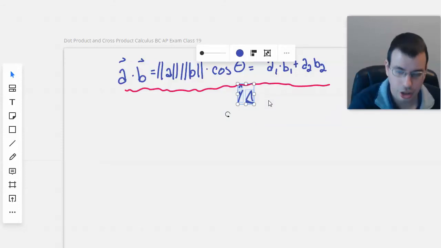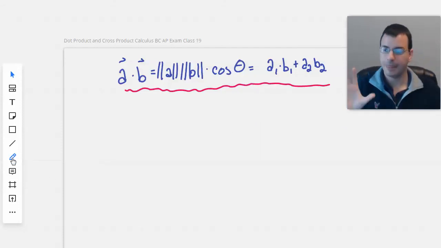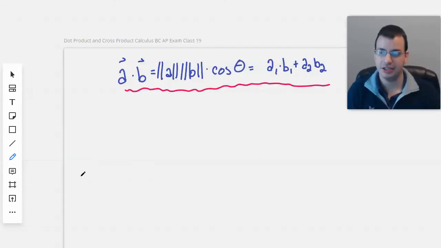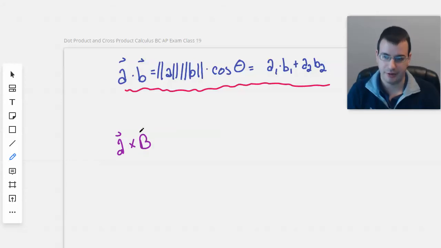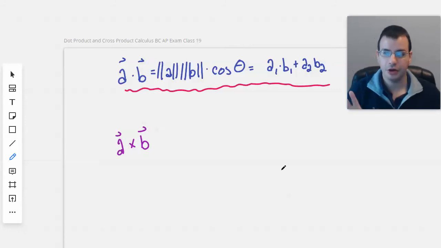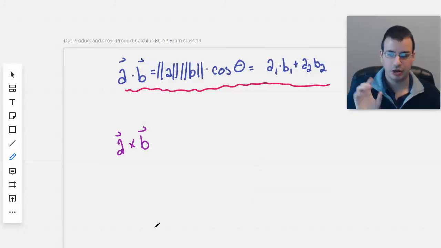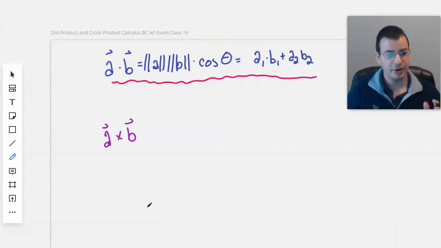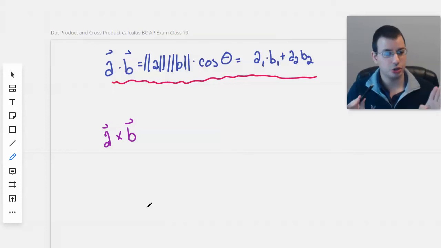The cross product is written as A cross B. There we go. So the dot product gives you a scalar, but the idea behind a cross product is that it will take two vectors and give you a third vector that is perpendicular to each.